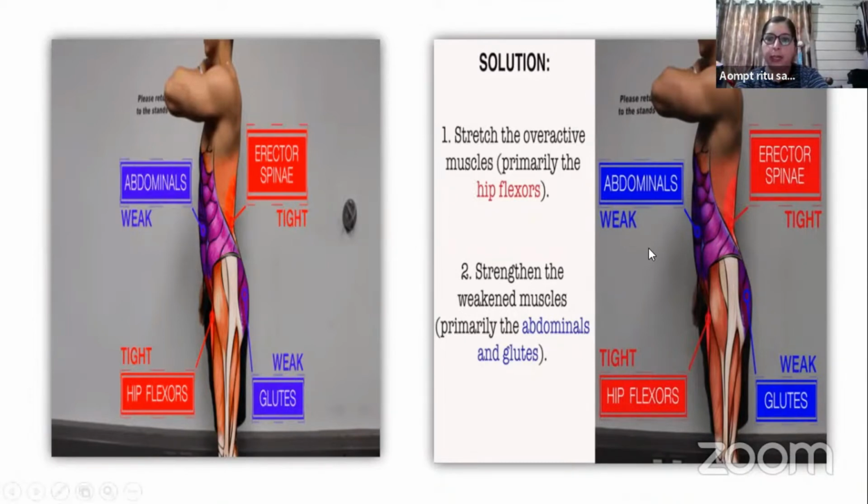So we see that, and after that we decide how we will give the treatment to influence one activity to another activity. You can see in this picture also which is weak, which is tight, and how we can affect each other.